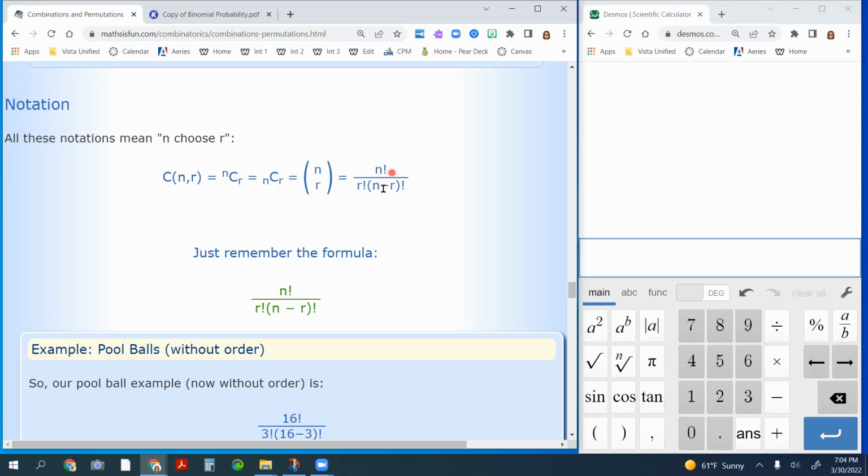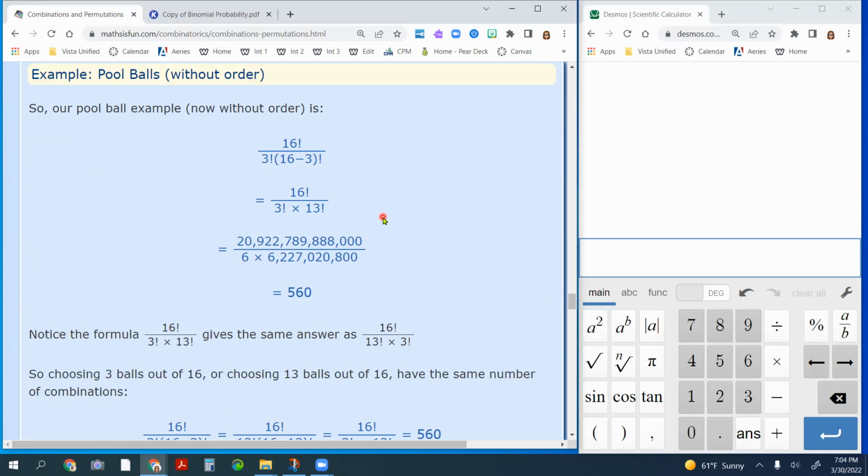So the formula is n factorial over r factorial times n minus r factorial. Now the r and the n minus r together are going to add up to n. So whatever adds with r to get n, that's what this n minus r is. Now in this example down here, they were talking about getting 3 out of 16 pool balls. Basically, out of 16 items, how many different groups of 3 can we get?